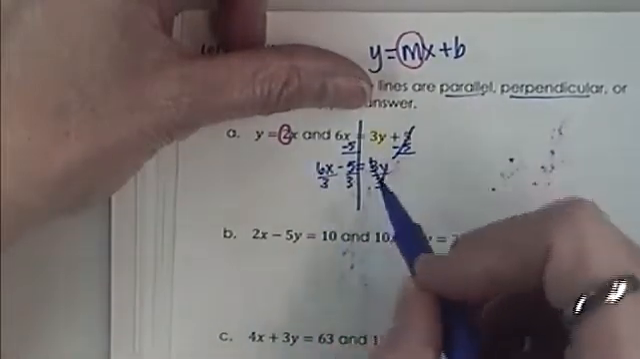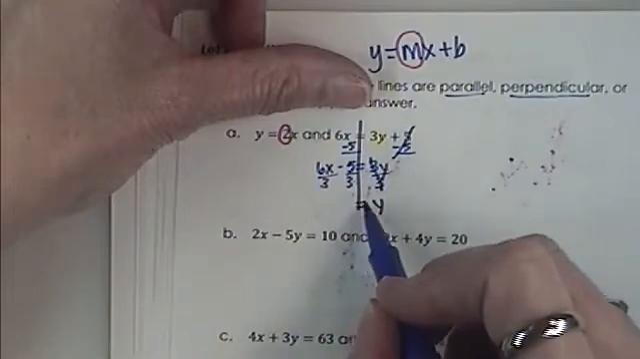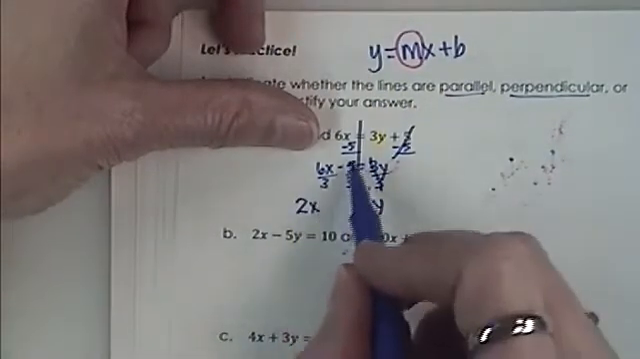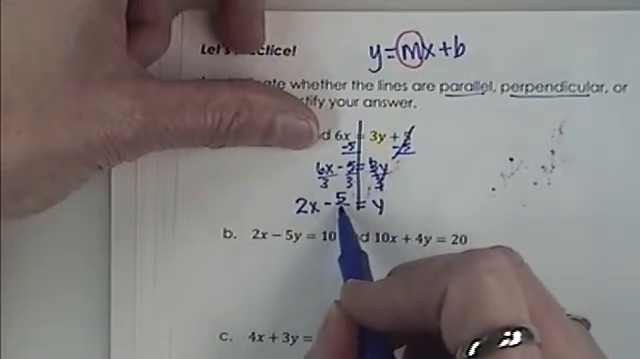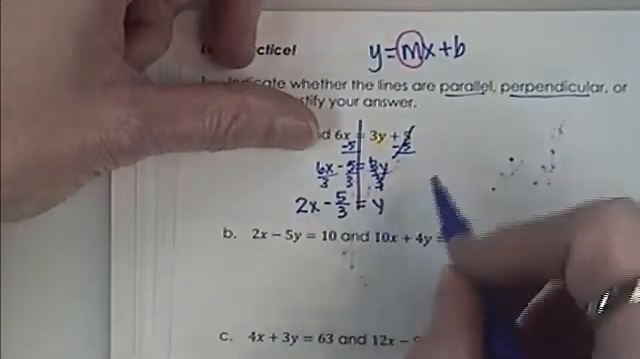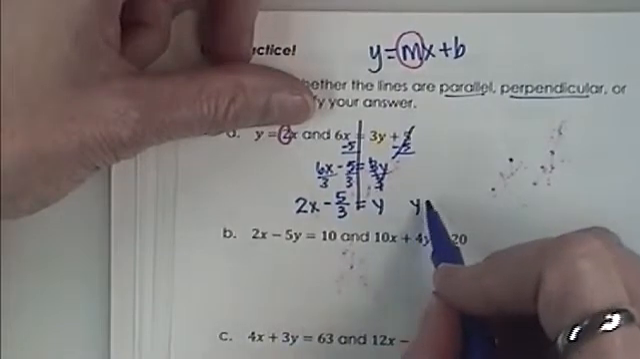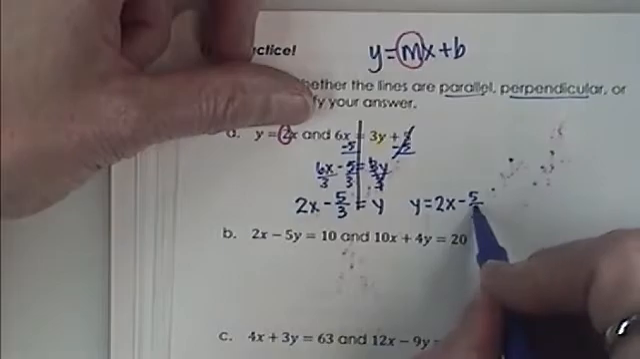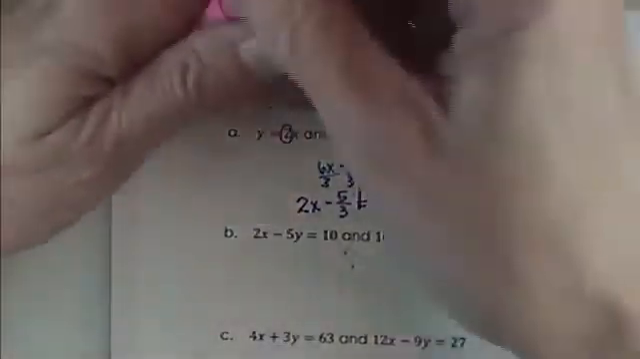There you go. This is going to give me y equals, and 6 divided by 3 is 2. And this is just negative 5/3. I'm not going to mess with that one. There you go. All right. We can rewrite that if you want. Right, y equals 2x minus 5/3. If it makes you happier to have the y on the left-hand side of your equation, doesn't really matter.